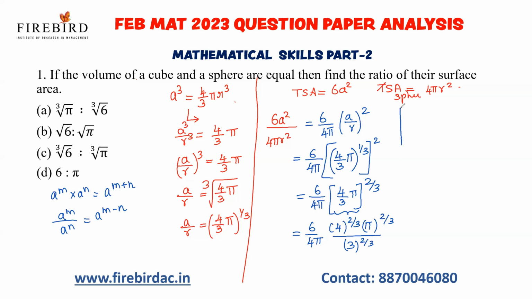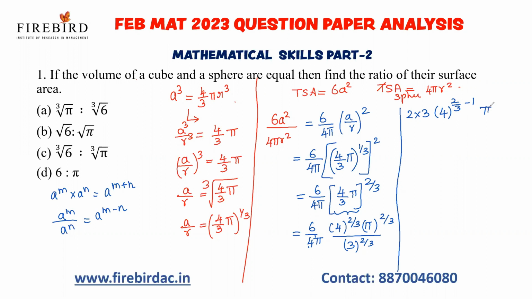Okay, so coming back, 6 by 4 pi, I can rewrite this as, okay, right? 6, I can write it as 2 into 3. 4 to the power 2 by 3 minus 1. Why this minus 1? Here we have 4 power 1. When 4 power 1 goes to the numerator, it becomes minus 1.